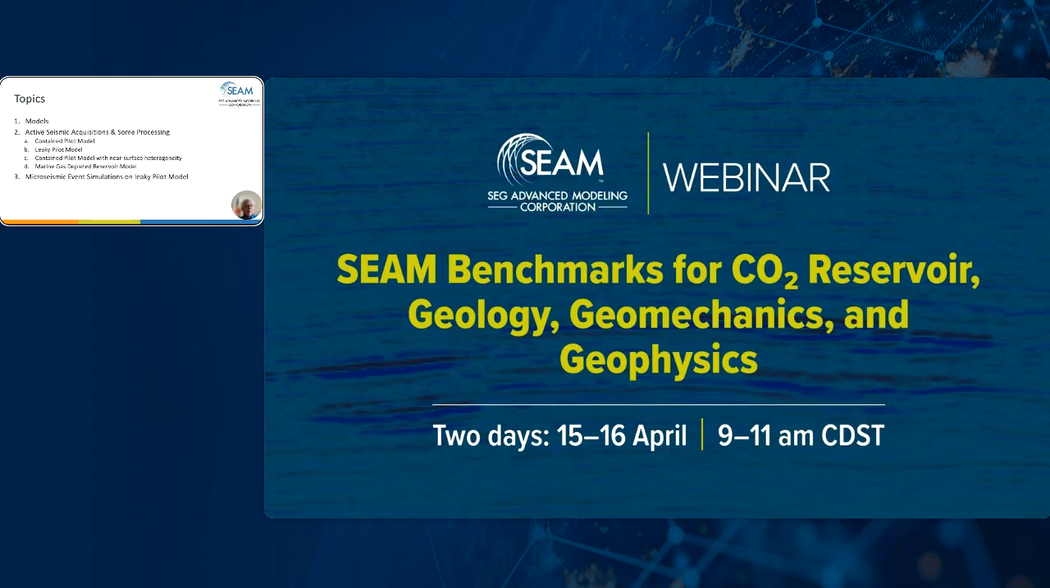This is an outline of the topics we will cover, not in any particular order, but included we'll talk about the models, we'll talk about the active seismic processing or acquisitions and some of the processing done on the data, on 4 models: the contained pilot model, the leaky pilot model, the contained pilot model with near surface heterogeneity, and the marine gas depleted reservoir model. Included in that, I'll talk about the microseismic events that we simulated on the leaky pilot model so we could understand something about the microseismic response of the models.